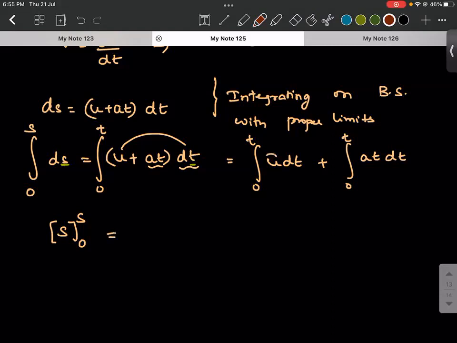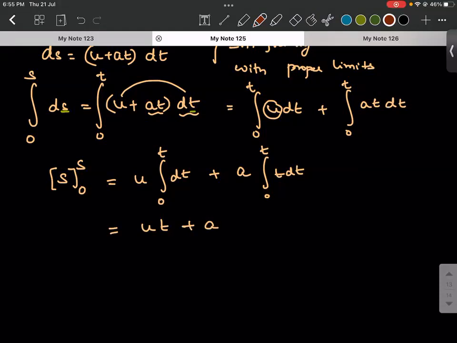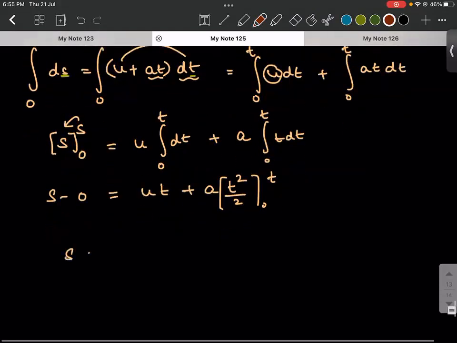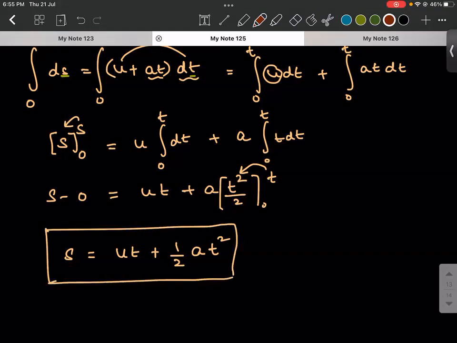Whatever is a constant can be taken out of the integral. So u is taken out: u into integral of dt between 0 to t, plus a is taken out, integral of t dt between 0 to t. So this will be equal to ut plus a into integral of t dt, which is t square by 2, also between 0 to t. And on the left hand side you substitute the upper limit s minus 0. So s is equal to ut plus half into a into the upper limit t square minus the lower limit 0. So you will get s is equal to ut plus half at square, and this is the second equation of motion.